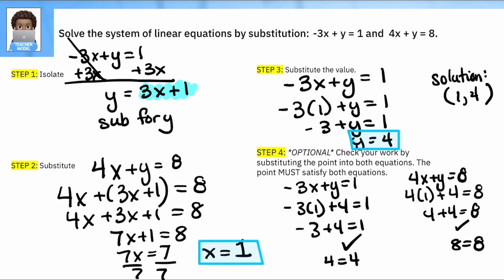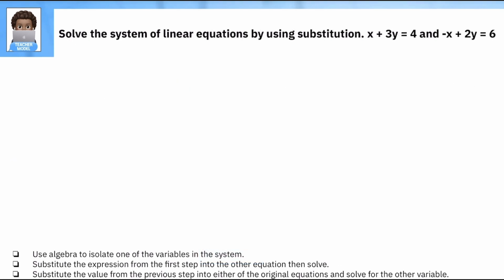Hit pause and jot this down. All right, why don't you try to use those same 4 steps? Refer to your notes if you need to. First step is going to be to isolate. Use those 2 equations and isolate for y is equal to or x is equal to. Doesn't matter which one, we're going to end up with the same solution at the end.